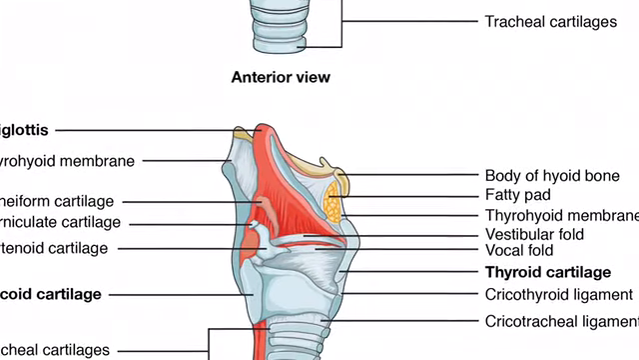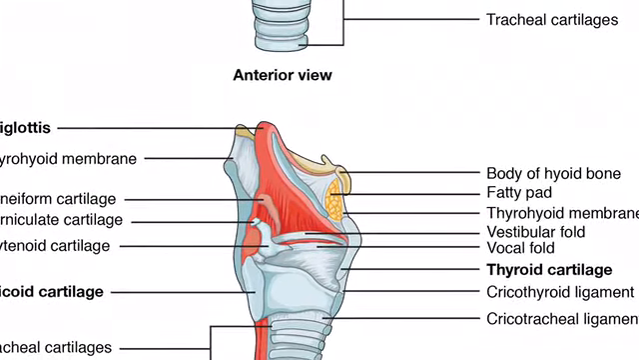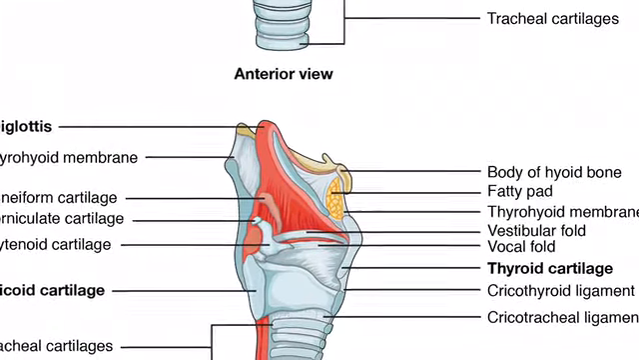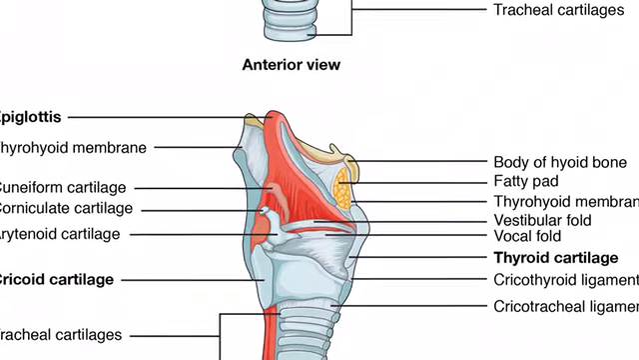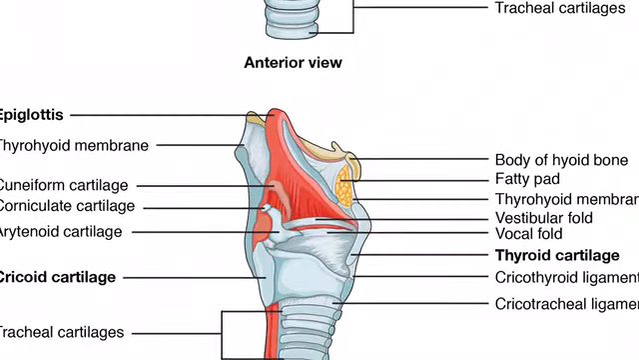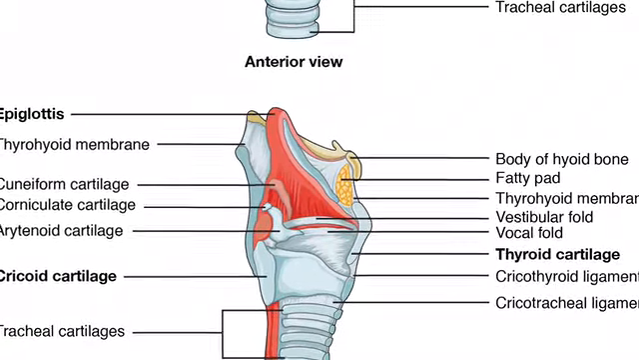The thyroid cartilage is the largest piece of cartilage that makes up the larynx. It consists of the laryngeal prominence, famously known as the Adam's apple, which tends to be more prominent in males. The thick cricoid cartilage forms a ring with a wide posterior region and a thinner anterior region.